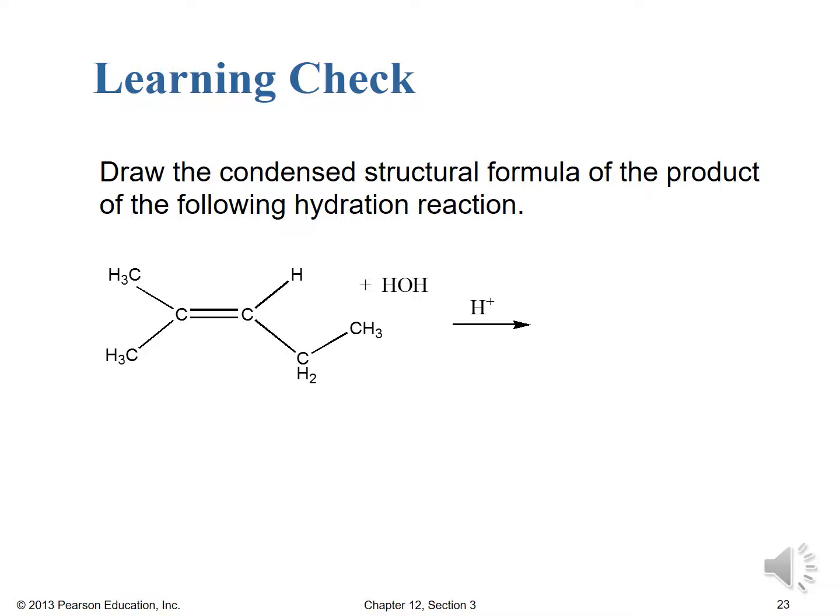So here you're asked to draw the condensed structural formula of the product of the following hydration reaction. So we have that hydrocarbon, sort of a quasi-skeletal structure there, reacting with HOH there in the presence of an acid catalyst, and your job is to predict the product. Now there's a product that will actually form and a product that won't form, so your task is to find the product that will form, draw it, and pause the video here while you do that, and start us back up when you're ready to check your work.